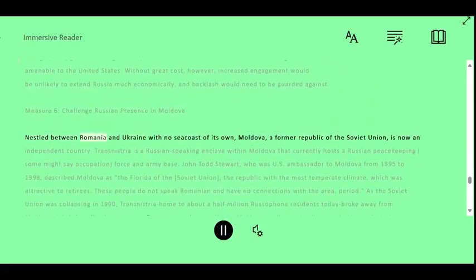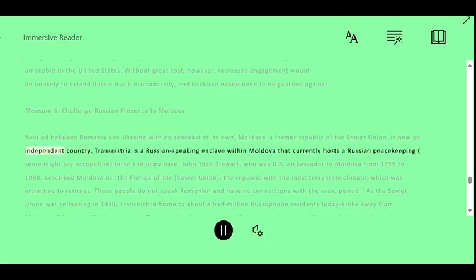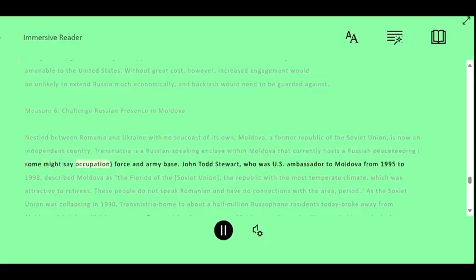Nestled between Romania and Ukraine with no seacoast of its own, Moldova, a former republic of the Soviet Union, is now an independent country. Transnistria is a Russian-speaking enclave within Moldova that currently hosts a Russian peacekeeping, some might say occupation, force and army base.